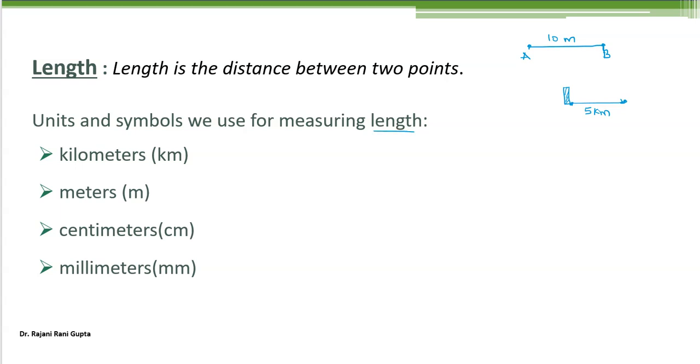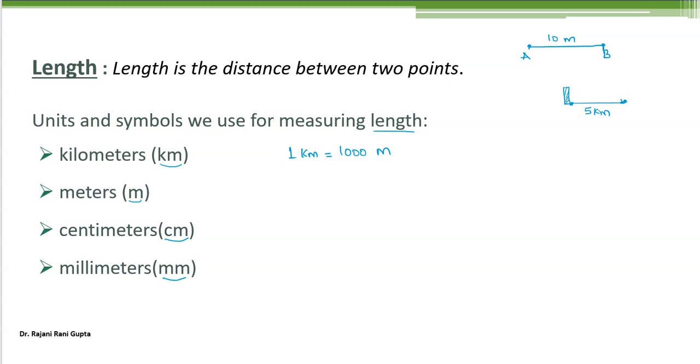Okay. So what are the various units to measure length? There are several units of measuring length, but we restrict ourselves to these 4 units: kilometers, meters, centimeters, and millimeters. Kilometer we denote in short form as km, meters as m, centimeters as cm, and millimeters as mm. Okay, so 1 kilometer is equivalent to 1000 meters. This is the relationship between kilometers and meters.